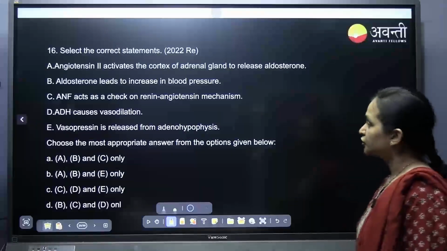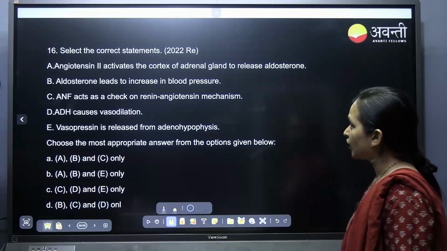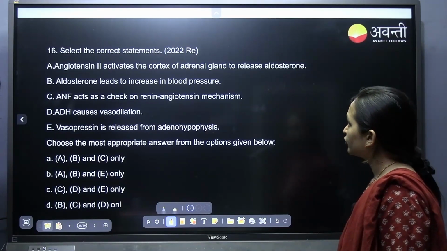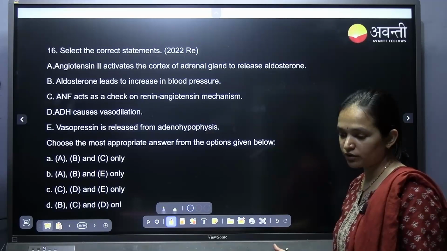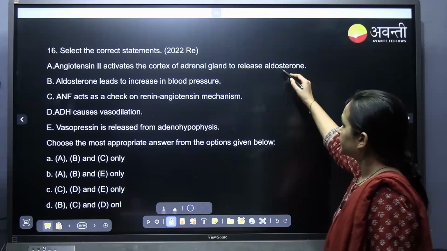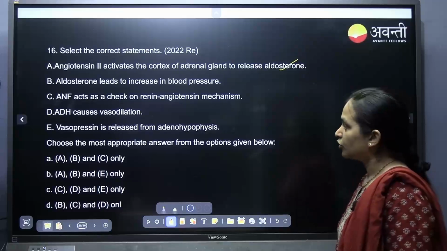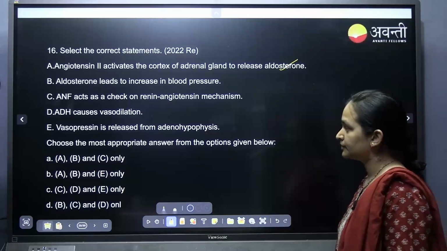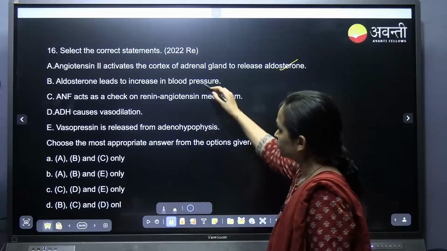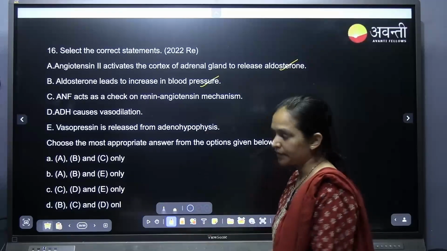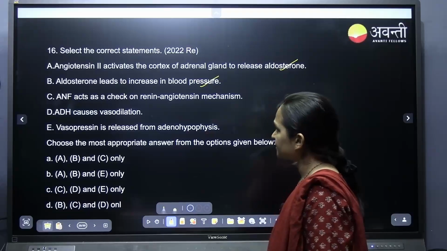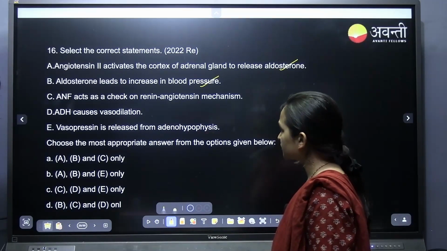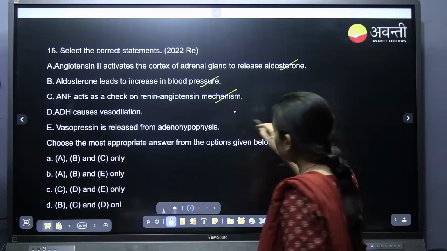Select the correct statement. Angiotensin 2 activates the cortex of adrenal gland to release aldosterone. Tell me, is it right or wrong? Right. Aldosterone leads to increase in blood pressure. Yes, it is a vasoconstrictor also. ANF acts as a check on the renin angiotensin mechanism. Yes. So these things are happening, right?